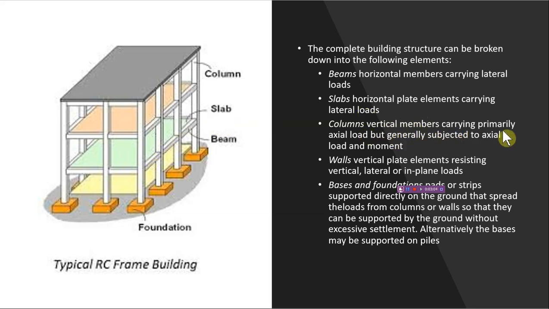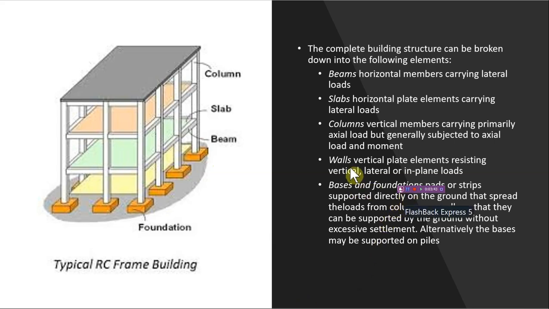And then we have a column, a vertical member carrying primarily axial load, but generally subjected to axial load and moment. So the column is this one, the vertical one. It will support axial load, probably coming from the roof, and transfer this load. The load coming from the second floor will also transfer to the column at the same place. It will continue all the way down, and lastly it will transfer to the footing.